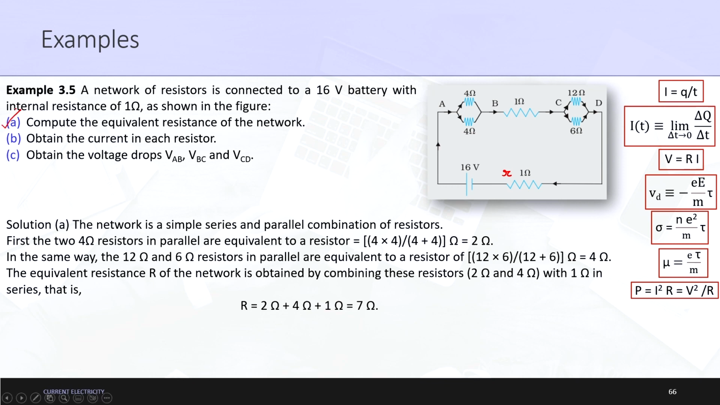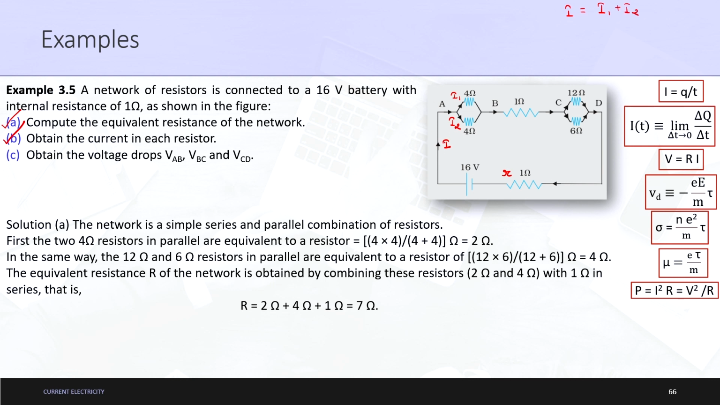Let us move on to the next question now. Next is to obtain the current in each resistor. So what is the current in each resistor? Please look over the question carefully. If the current is I passing through it, then there will be some current I1 passing through this 4 ohms and current I2 passing through this 4 ohms here. But this I is equal to I1 plus I2.